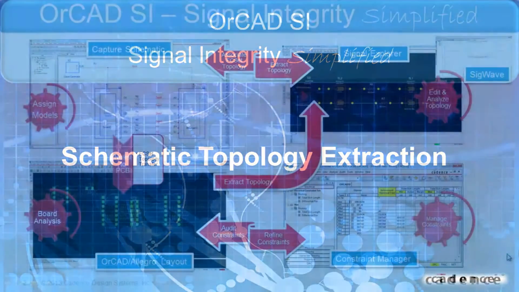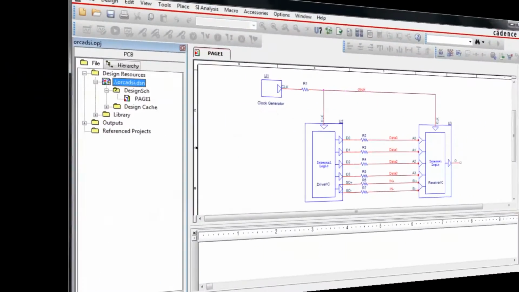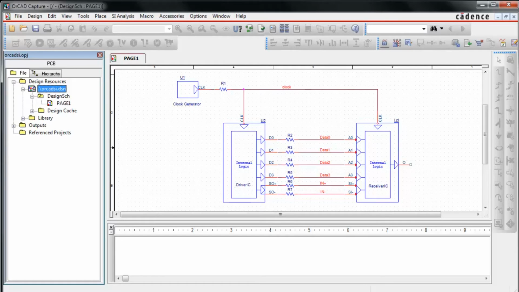Front-end engineers can extract electrical topologies from schematic nets for signal integrity exploration and verification. To ensure the quality of a signal from a driver to one or more receivers, these extracted electrical topologies can be simulated with OrCAD SI to determine the correct physical properties and high-speed constraints.